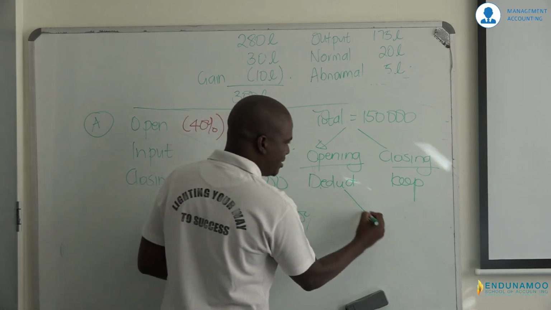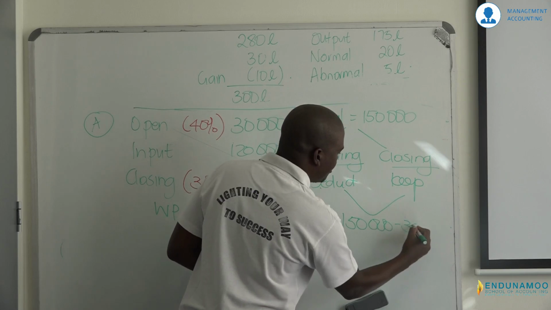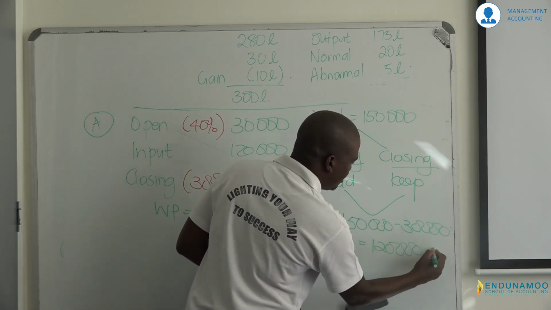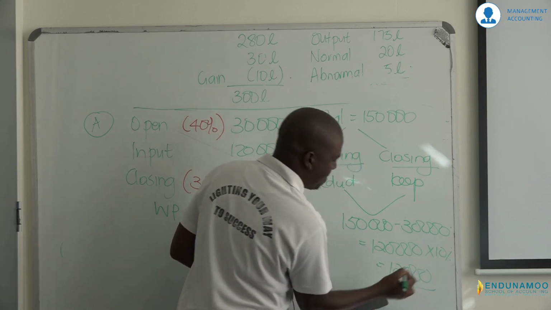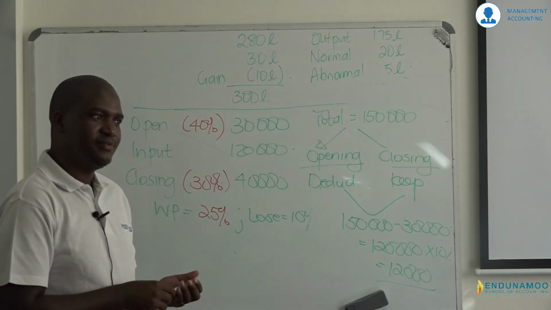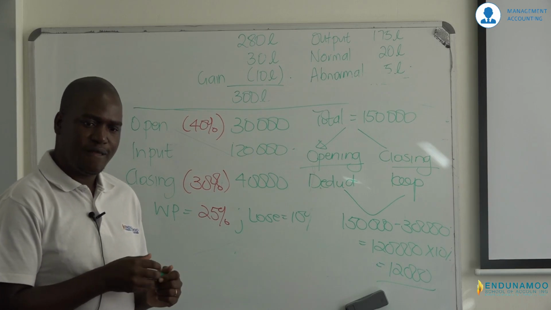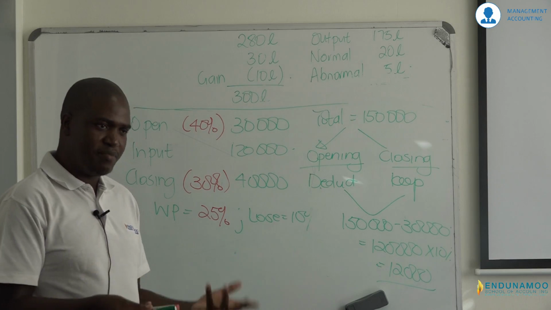So our losses will then be on 150 minus what? Minus 30, which is? Times 10%. Do you see that? Do you see this? Yes. Do you understand now the keep and deduct? The logic behind it?